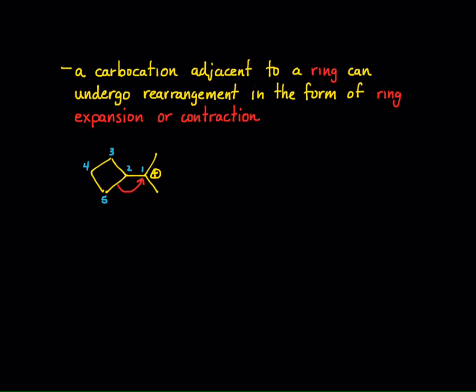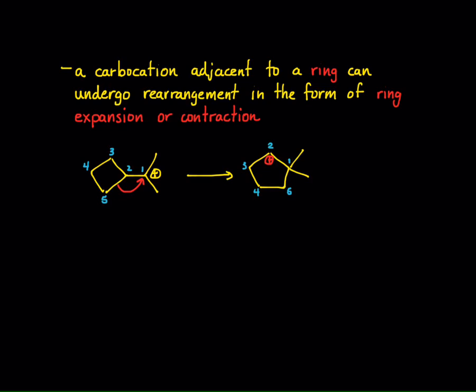So that I now have what looks like this. So here is C1, and now it's connected to C2, which is connected to C3, which is connected to C4, which is still connected to C5, but now C5 is connected to C1, and C1 still has the two methyl groups. Where's the carbocation? Well, the carbocation moved to carbon number 2, and therefore that's where the carbocation is.